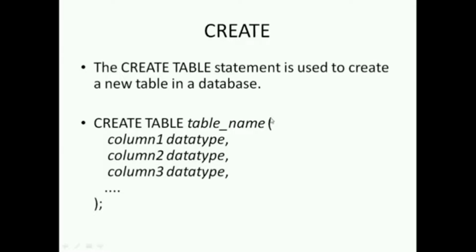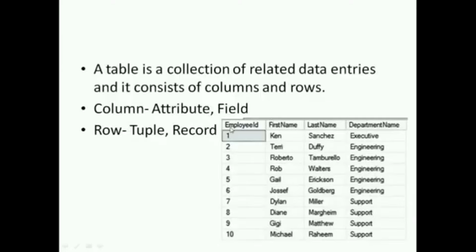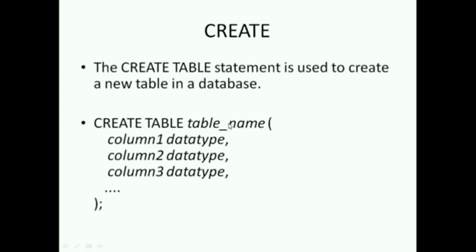So your column names will be whatever I showed you over here. These are your column names: employee ID, first name, last name, department name. If you consider this example, you will need 4 columns. So create table, I'll just give the table name as employee, create table employee, and inside the brackets the first column was employee ID. What I want the data type for this column to be is integer.